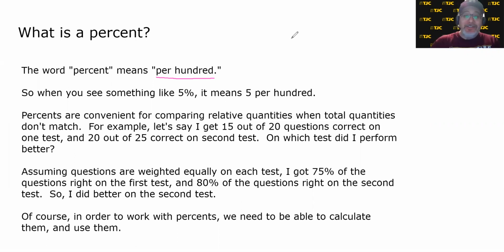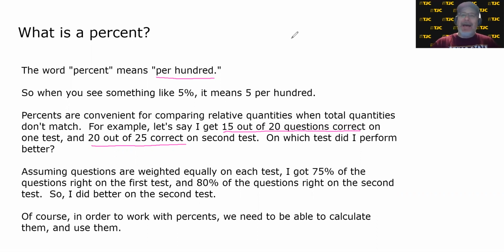For example, let's say I get 15 out of 20 questions correct on one test and 20 out of 25 correct on a second test. On which test did I perform better? Well, assuming the questions are weighted equally on each test, I got 75% of the questions right on the first test and 80% of the questions right on the second test. So I did better on the second test.